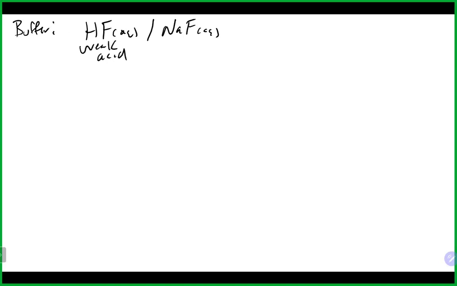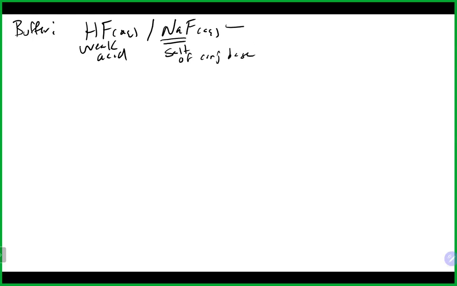So let's take a look at a buffer. I'm going to do the one nobody else does, because everybody else does acetic acid. I don't want to write all those letters, so I'm going to go with hydrofluoric acid, and we'll do our sodium fluoride here. Once again, this is a buffer. HF is a weak acid. I know that because it is not one of the 6 that are strong. And again, we don't want to be confused here. This is the salt of its conjugate base.